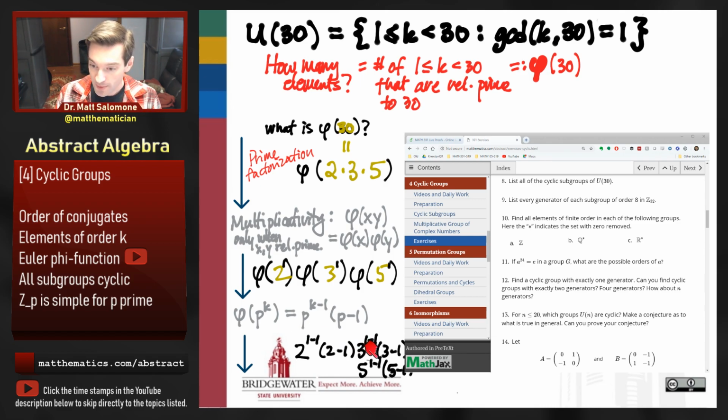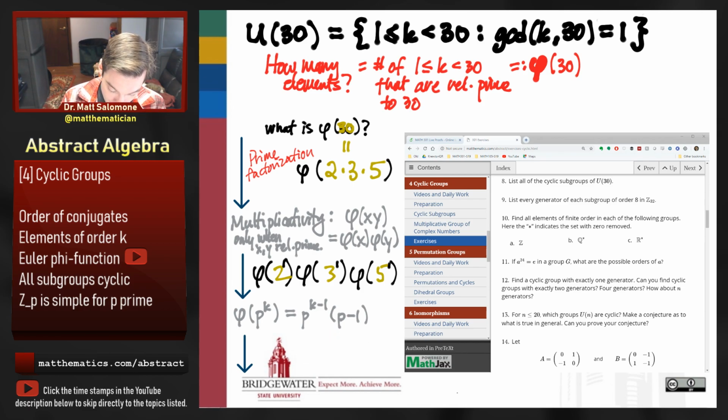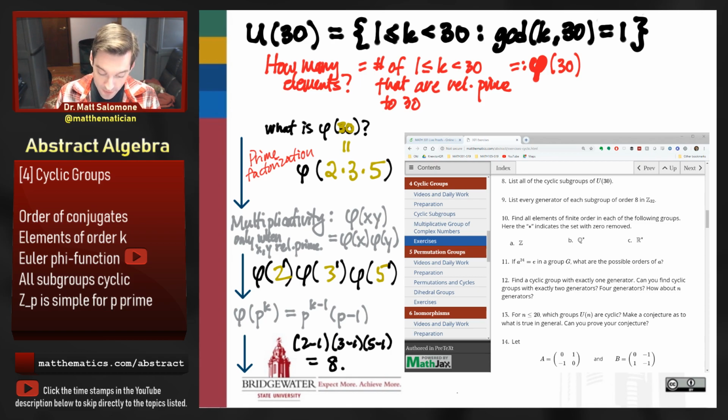So I do all of those multiplications. All of my 1 minus 1 powers are just going to turn out to be 0 powers, and so they're just 1s and they vanish. So I have 2 minus 1 times 3 minus 1 times 5 minus 1. That's 1 times 2 times 4. That's going to be 8. So the answer to the question, how many elements are there in U30, is that there's 8 elements. Cool.